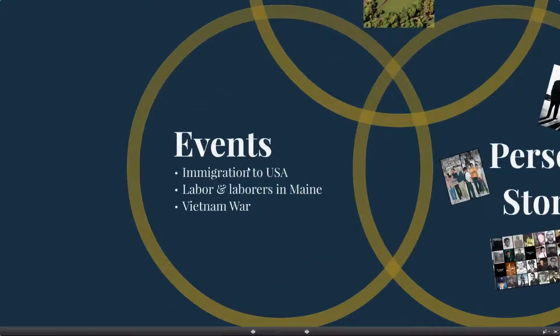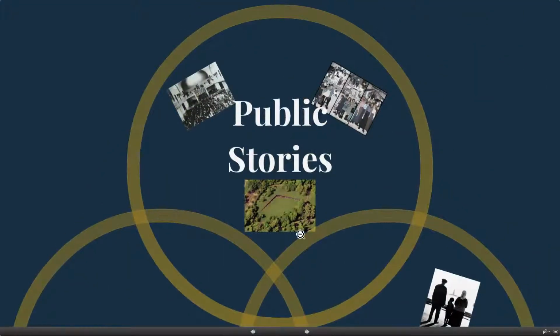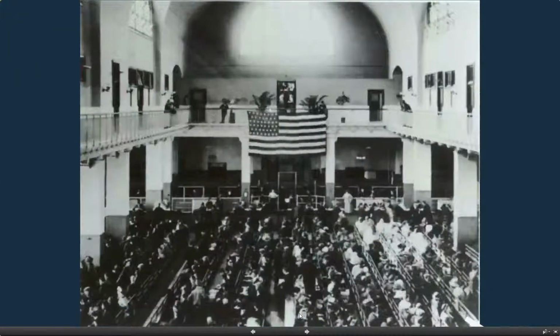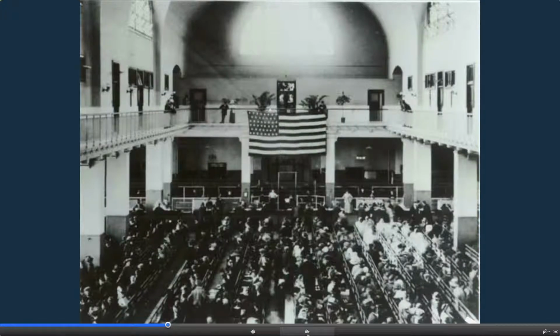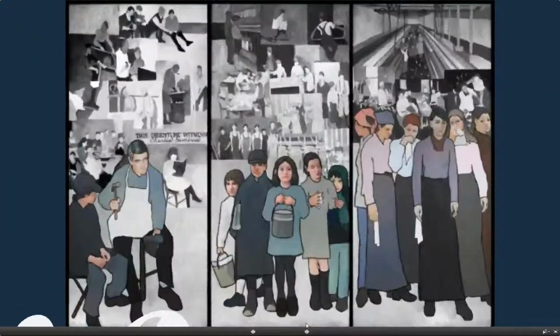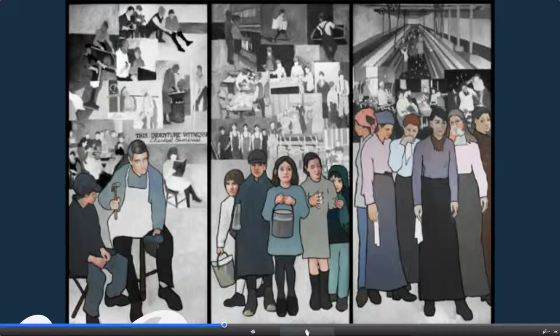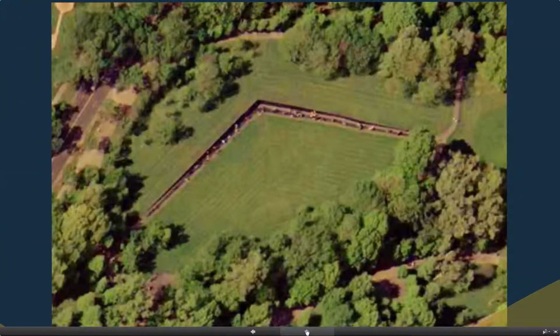The first is immigration to the USA, the second, labor and laborers in Maine, and then also the Vietnam War, looking at these particular events, and also how the stories we tell in public about these things, how we commemorate these past events. For instance, we have Ellis Island, which itself stands as a memorial to all the immigrants who came through there, and their lives, and how that reflects upon our national identity. And then we have this mural by Judy Taylor, which is a representation of labor and laborers in Maine. And also we have the Vietnam Veterans Memorial.